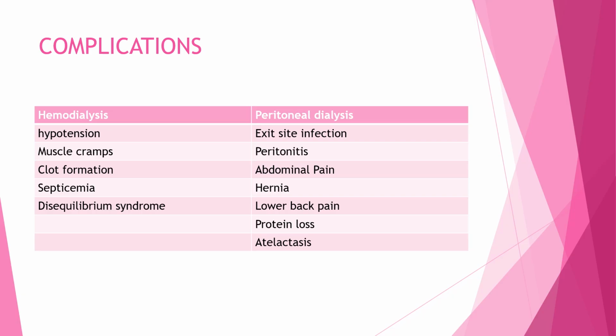Hemodialysis complications are hypotension, muscle cramps, clot formation, septicemia, and disequilibrium syndrome. In peritoneal dialysis: exit site infection, peritonitis, abdominal pain, hernia, lower back pain, protein loss, and atelectasis.